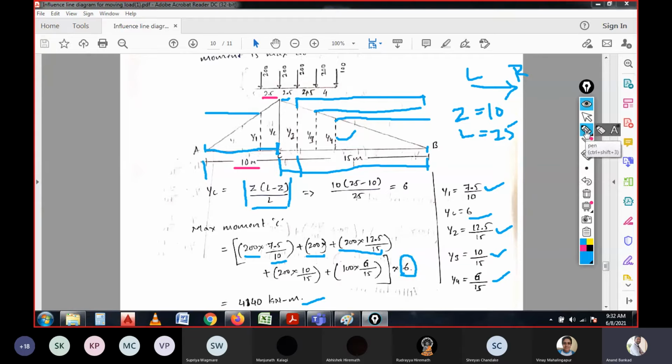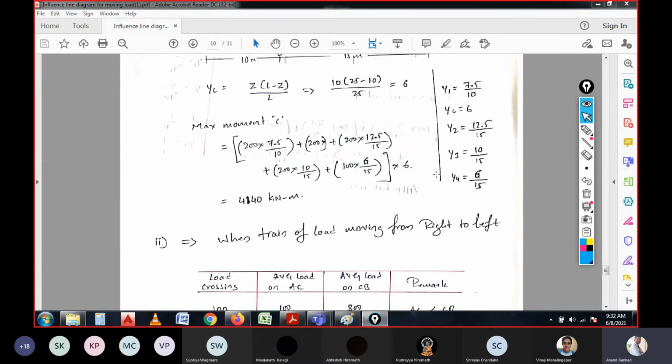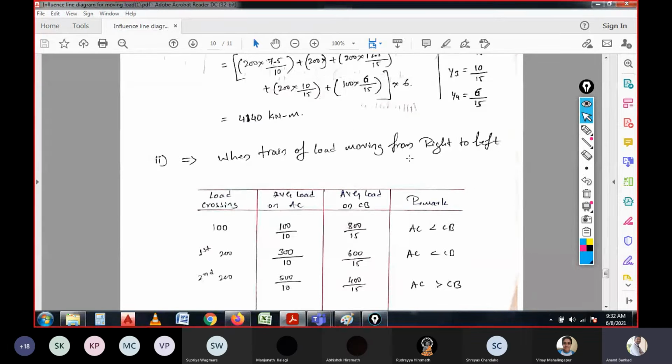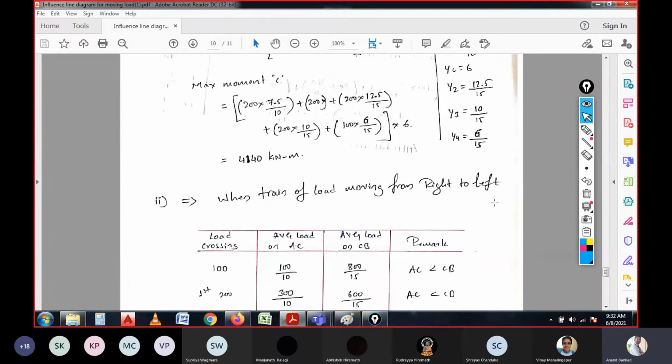Okay. So what we have discussed till now is the calculated bending moment when the series of these loads are moving from left to right. From left to right the load is moving, then the total bending moment is 4140 kilonewton meters. So if the same train of loads is moving from right to left, what would be the bending moment in this case? Are you getting the question? How are we solving for this?